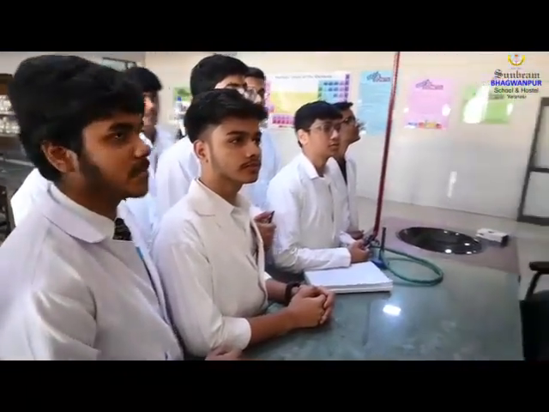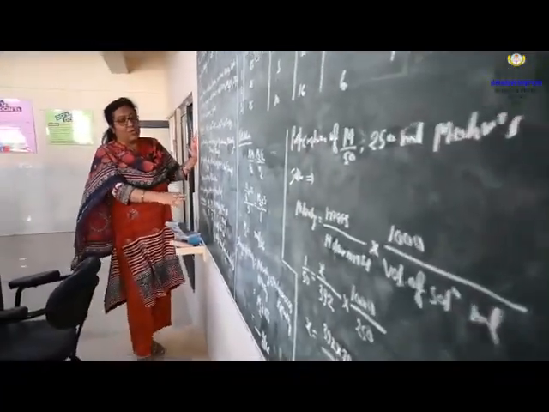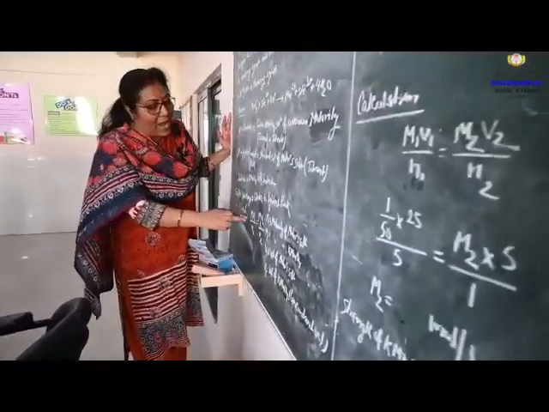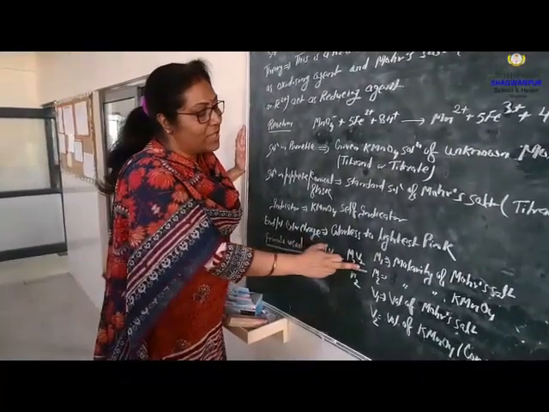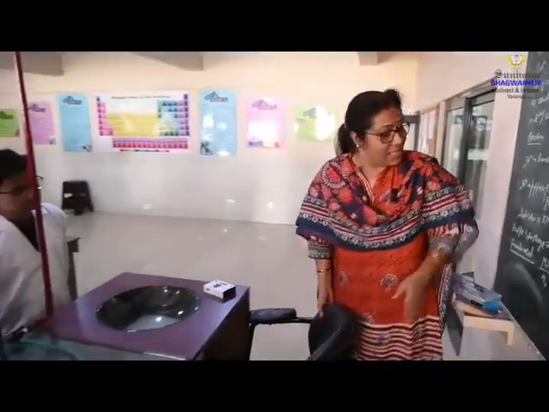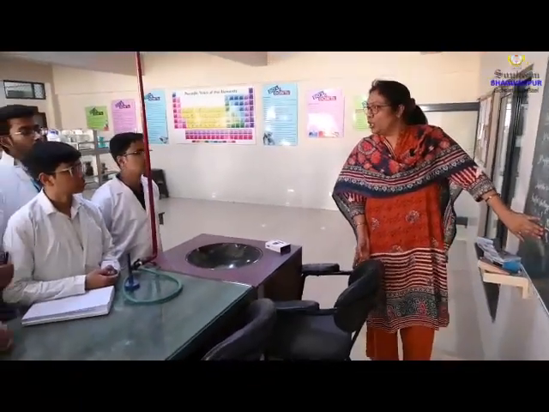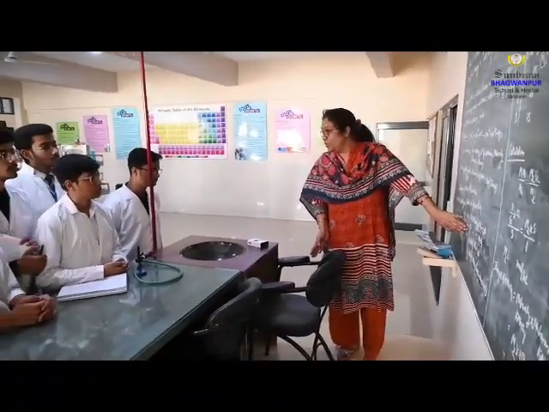Fine. We will use the formula which is written over here, M1 V1 by N1 is equal to M2 V2 by N2. 1 is the coefficient which is used for the known solution and 2 is the coefficient which we are going to use for the unknown solution. Means 1 is for the Mohr salt solution, 2 is for the KMnO4 solution.